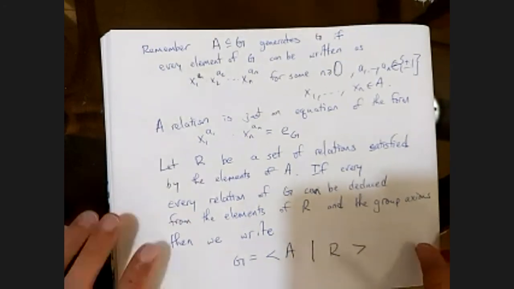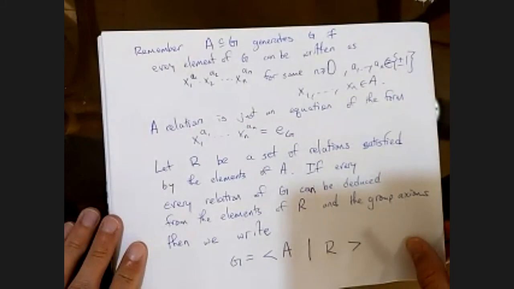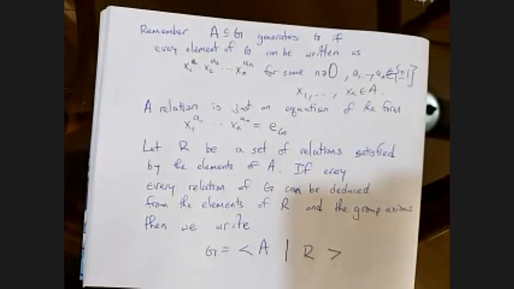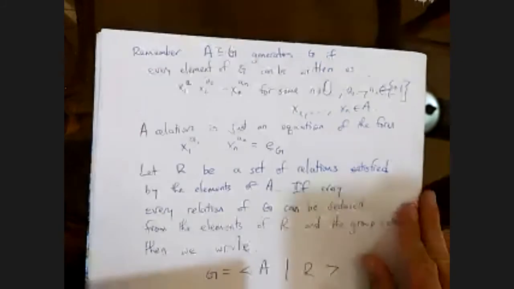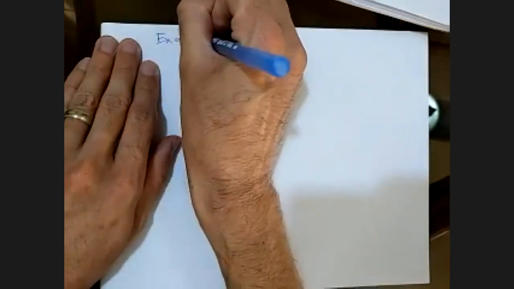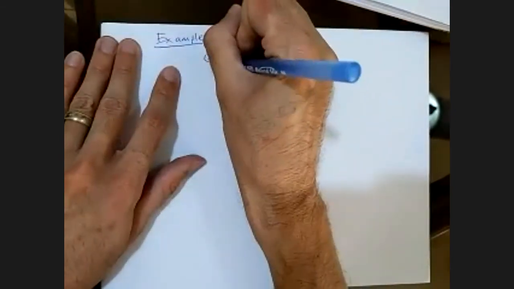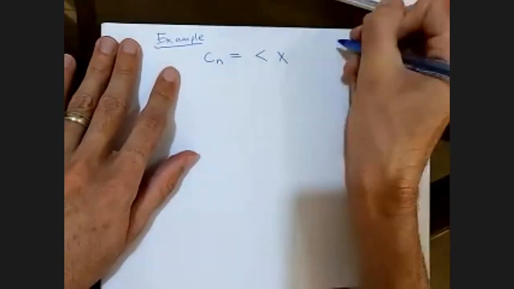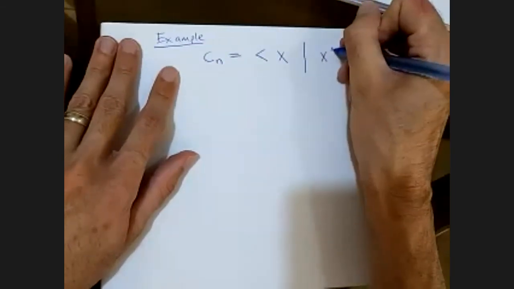As an example, you define C_n to be the group that's generated by an element x, and the relation is just going to be x to the n is the identity.